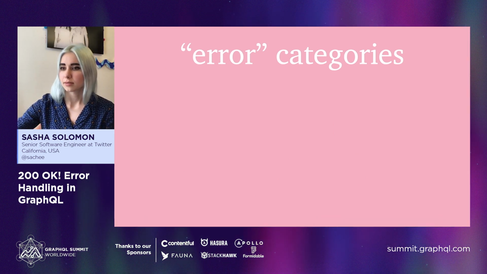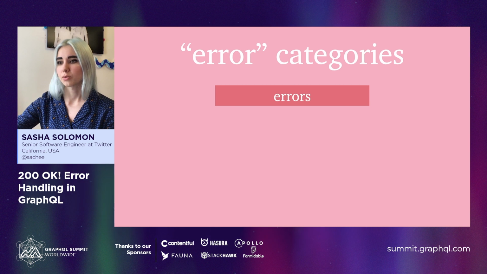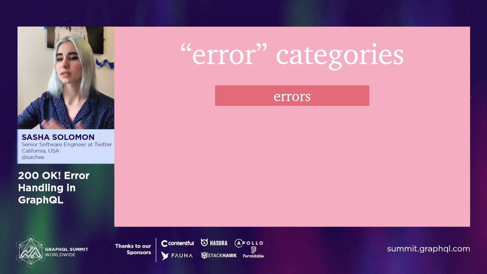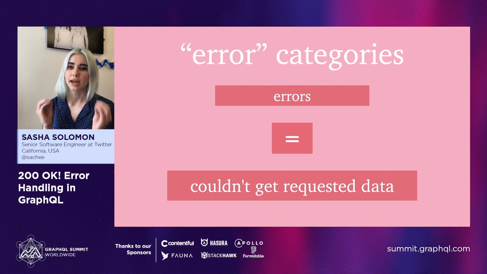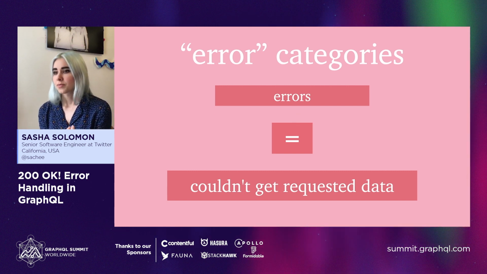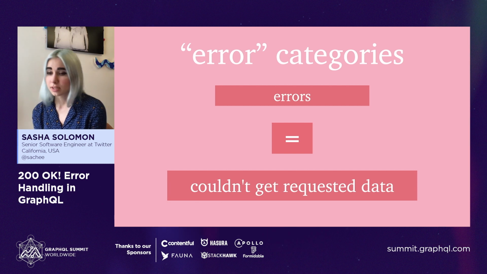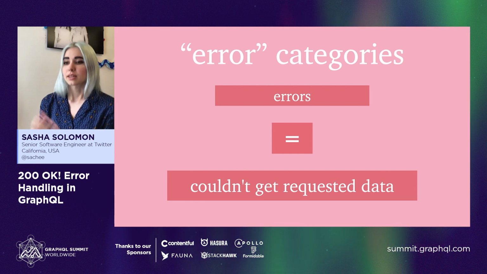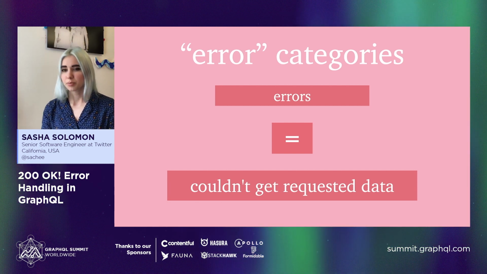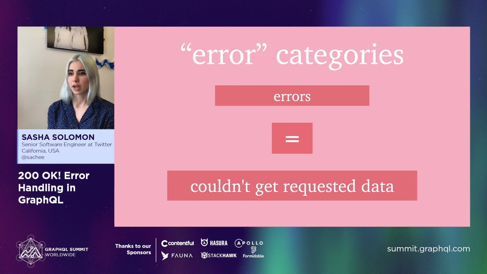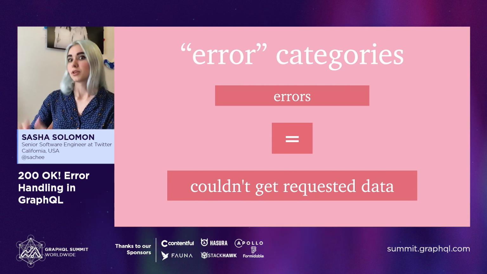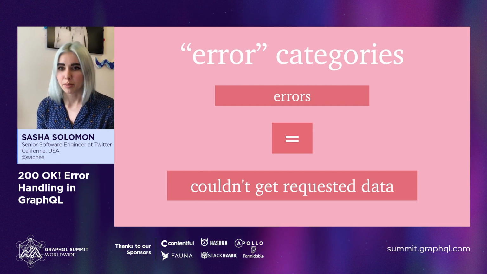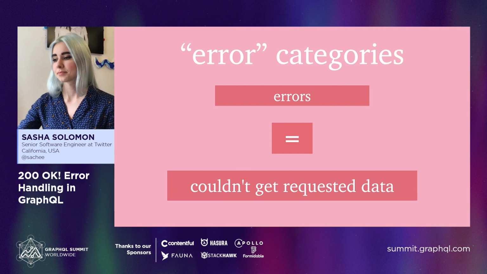So when we get errors, things in this errors category, it means that we couldn't get the data that we actually requested. We didn't get the data we asked for, for some reason. Like in the case of the internal server error, that's bad and the client can react accordingly. Basically, we asked for a user, some data, and we just didn't get that back. So that seems like an error.